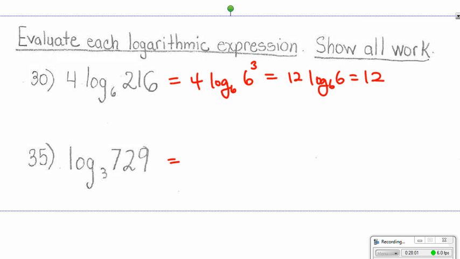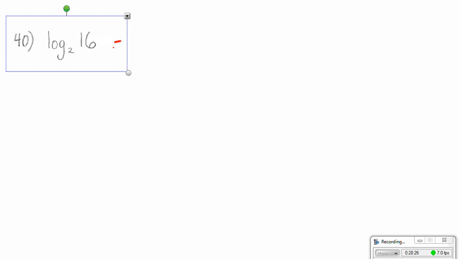Here, once again, this is equal to log base 3. Now, here 729, I believe that it is 3 to the 6th power. Then this becomes 6 log base 3 of 3, which will be simply equal to 6. Here we have log base 2 of 2 to the 4th power. That's because 2 to the 4th power is equal to 16, and here once again we have 4 coming out, log base 2 of 2, which is equal to 4 by itself.